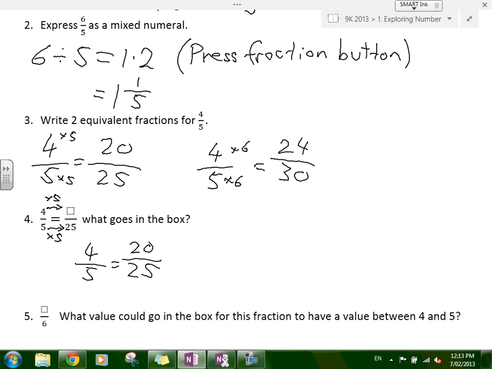So you can just work out what you have to multiply by to get to the equivalent denominator, and then you have to multiply the top by the same. Okay.